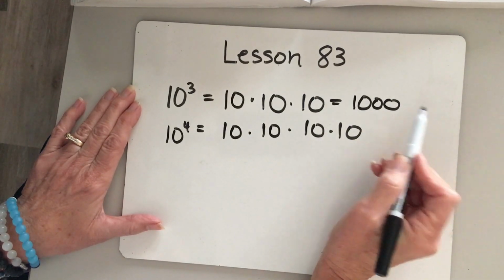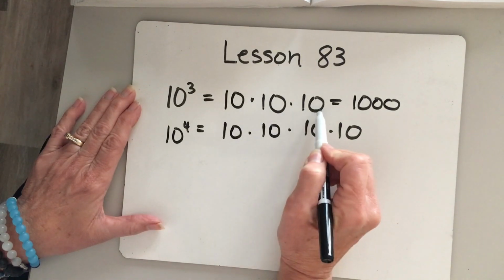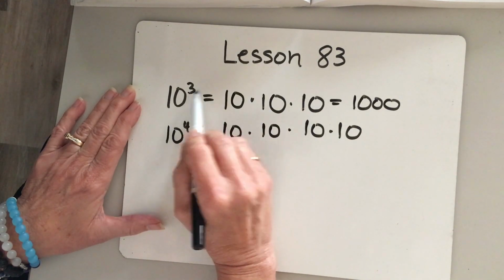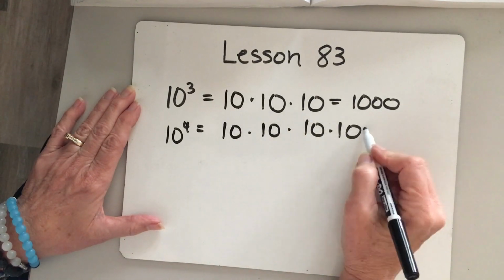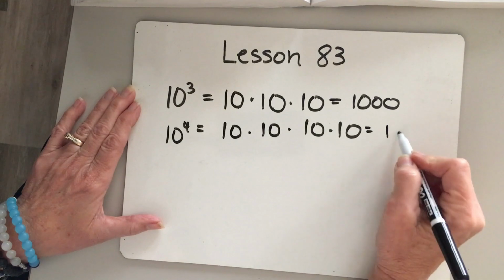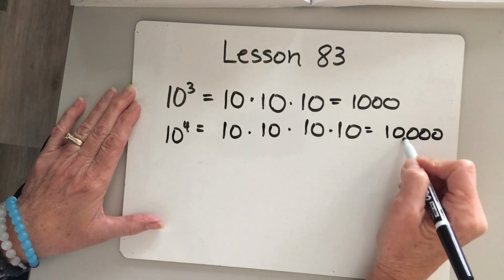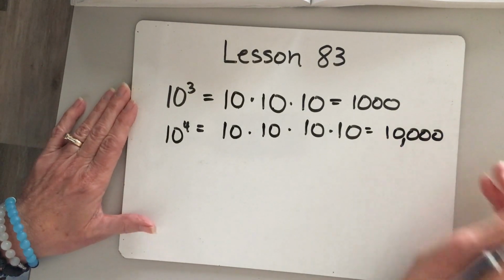What's cool about powers of 10 is that whatever that exponent number is, that's how many zeros you see. You see 3 tens, 3 zeros here. Same thing, we'll have a 1, but then we'll have 4 zeros. And that is the review there.